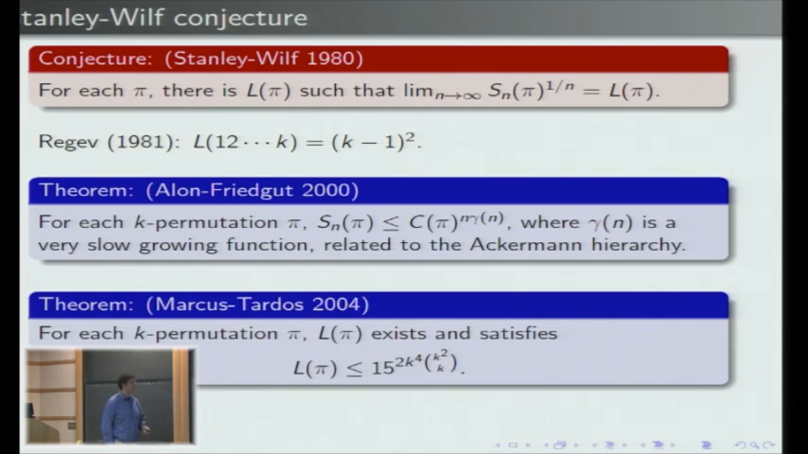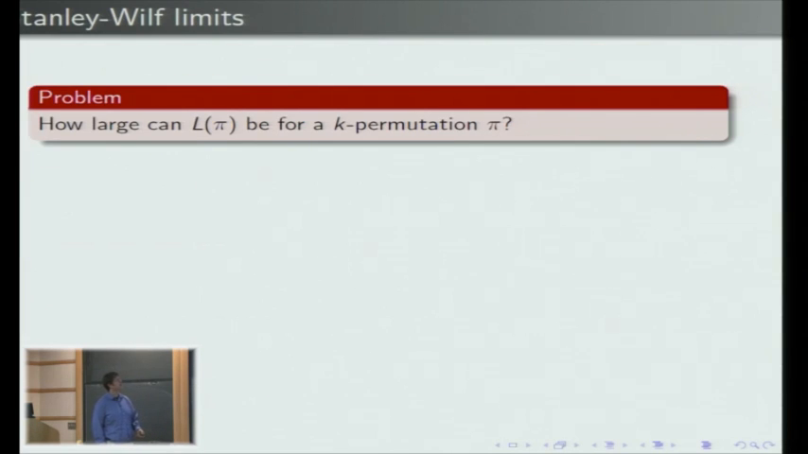And there were many results in this area. Eventually, there was this breakthrough work of Marcus and Tardos, which gave a very elegant argument and proved the Stanley-Wilf conjecture. They proved that this L of π for a k-permutation π is at most some double exponential in k. So there's still a huge gap here between the roughly quadratic bound and this double exponential bound. And the next natural question is, how large can L of π be for a k-permutation π?